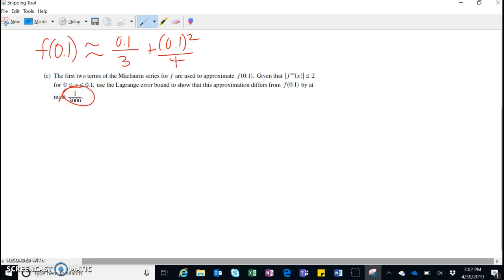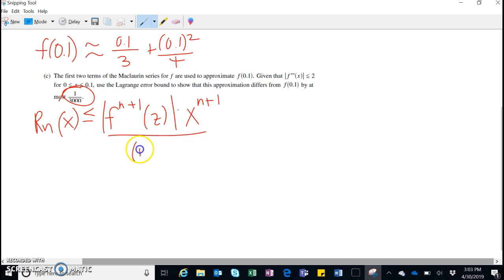So Lagrange is something that we did not have much time for. The Lagrange error bound shows that your nth remainder is within the next derivative's value at some z quantity times the next power of x all over the next factorial. So what we are trying to show is that the remainder associated with this two-term estimate for 0.1 is bounded by this Lagrange error theory.